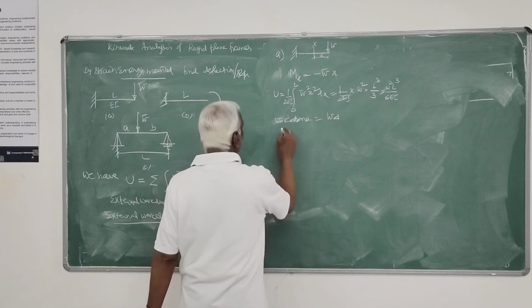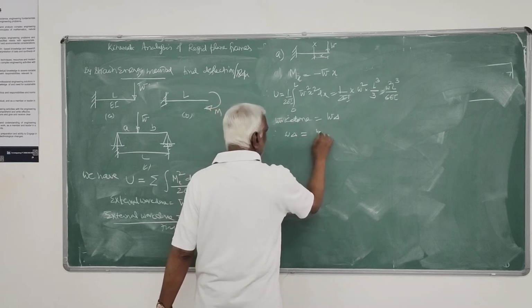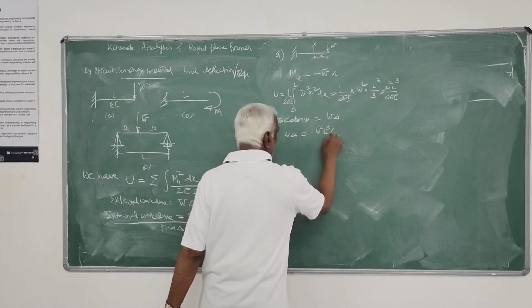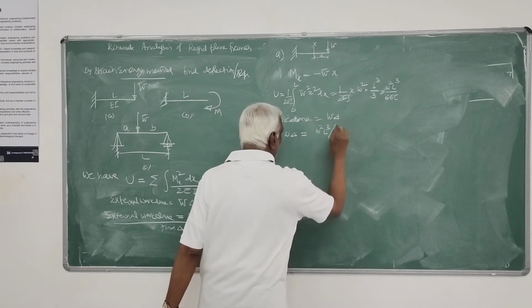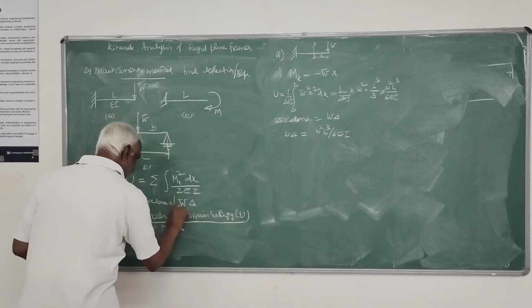Therefore, half W delta equals W square L cube by 6EI. Sorry, the work done is not W delta, it is half W delta.